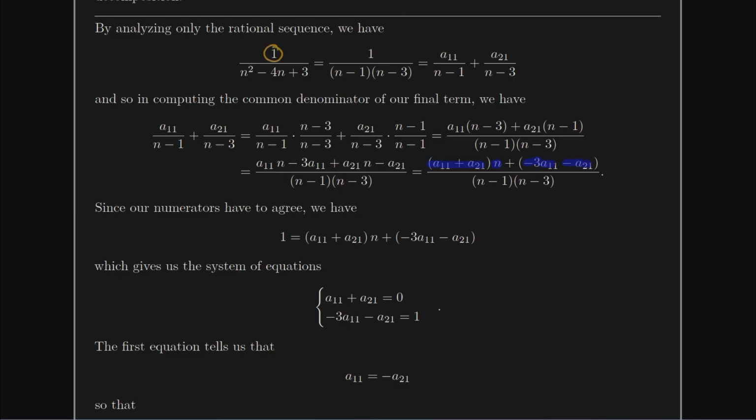Comparing back to where I started, this 1, it's really 0n plus 1, right? And so the 0 will have to agree with a11 plus a21, and the 1 will have to agree with negative 3 a11 minus a21. That's where I end up with my system of equations from.